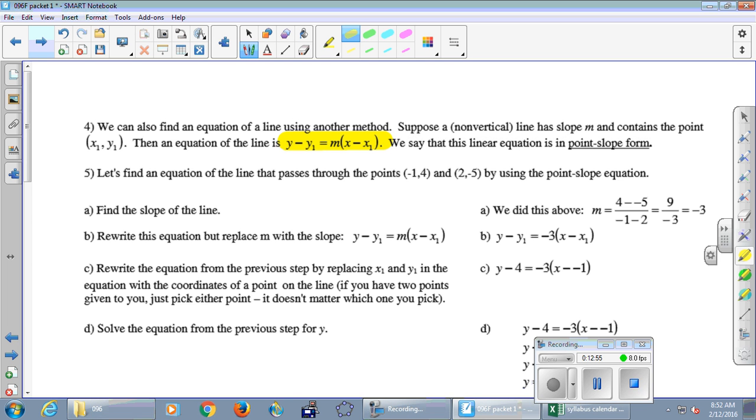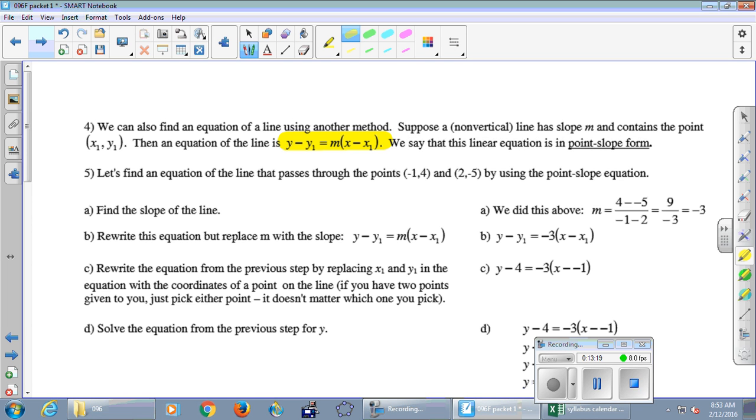We're going to find an equation for the line that passes through these same 2 points. It's the same problem we just did on the previous page, but the process will look a little different, by using the point-slope equation, that's that one right there. So first thing we're going to do is find the slope. Finding the slope of the line connecting 2 points is the same calculation we did on the previous page. It is still -3.